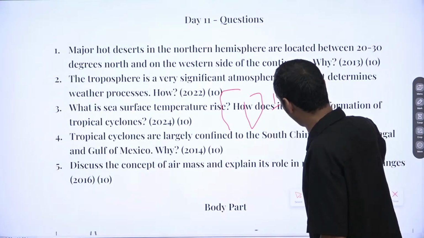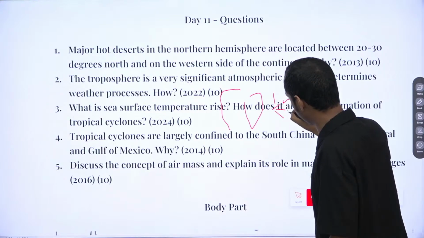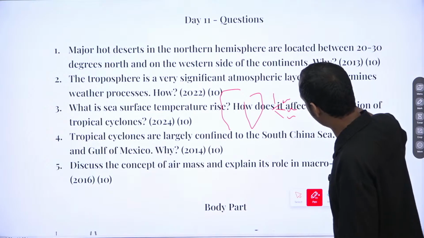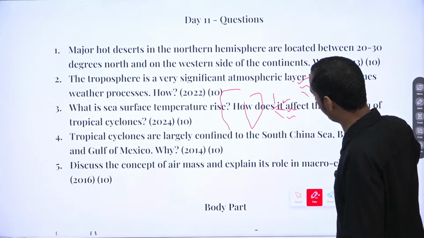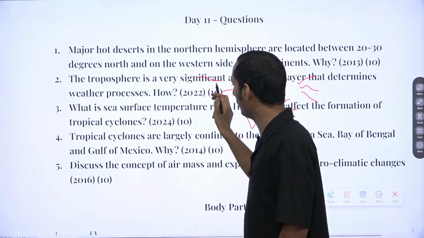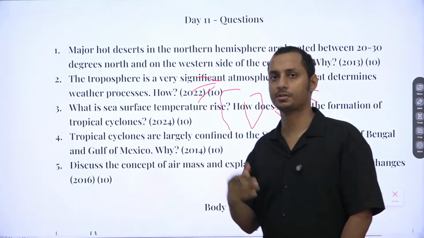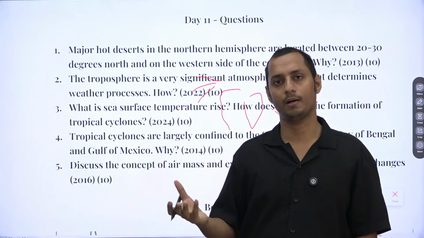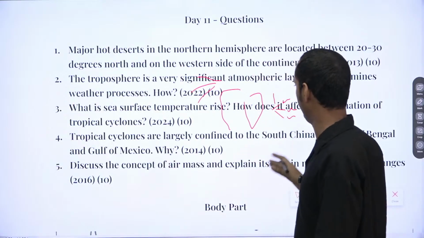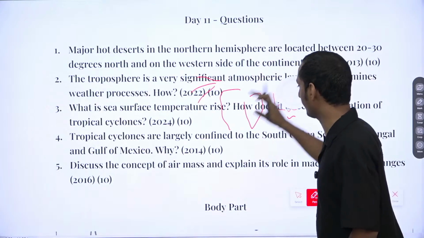In Bengal, you can mention all these different cyclones. In the South China Sea, you can mention the names of different cyclones. In the Gulf of Mexico, you can mention the names of different cyclones which actually hit these areas in the last 10 to 20 years. So here also try to draw a world map regarding the same.